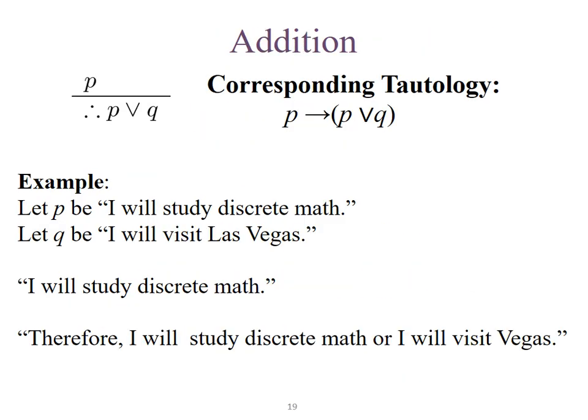All right, next one, addition. Okay, given P is true, then P or Q is true. Okay, this is okay, right? Because we already know P is true. No matter the truth value of Q, it doesn't matter. P or Q will be true. So we call this addition. Once P is true, then you can add another variable by OR to the assumption to make this still true.